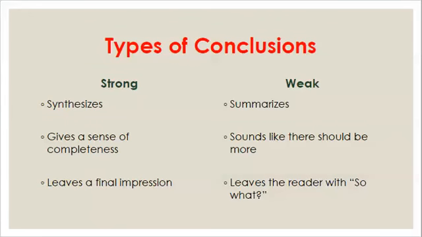So there are different types of conclusions. A strong conclusion synthesizes information, and I'll get into this in detail in a minute, as opposed to a weak one that summarizes. When you summarize and recount what you've just written in a paper, it's a little bit redundant. I mean, why bother? You've already read the paper, why should you have to repeat it? So that's weak, and strong is synthesis.